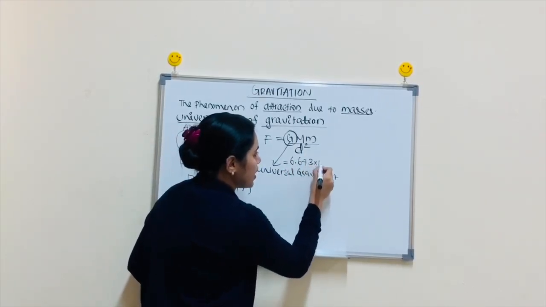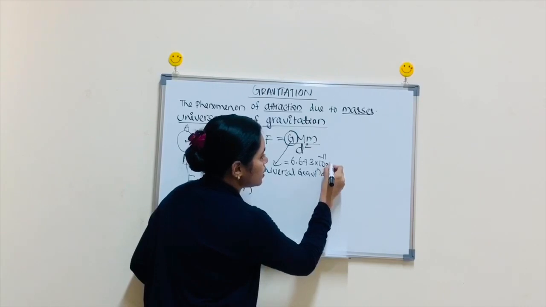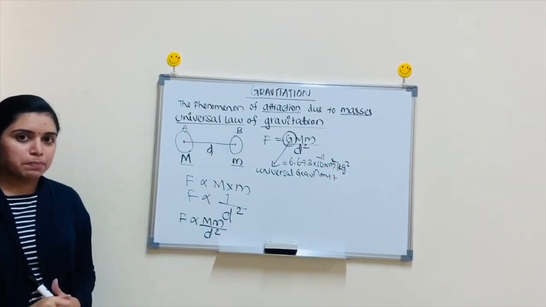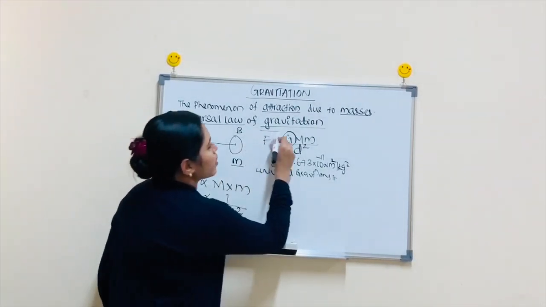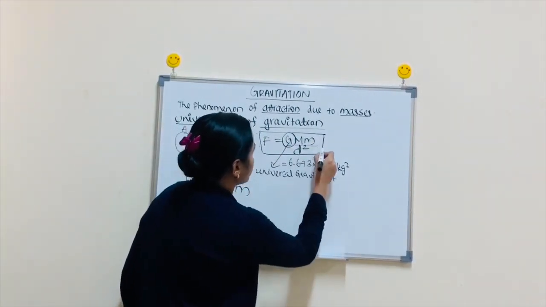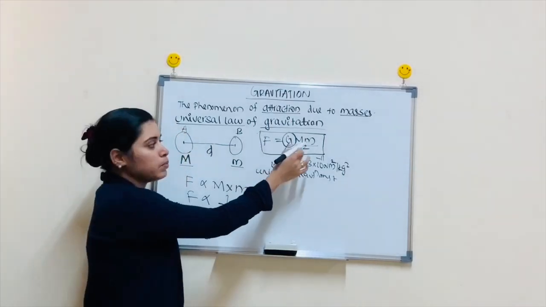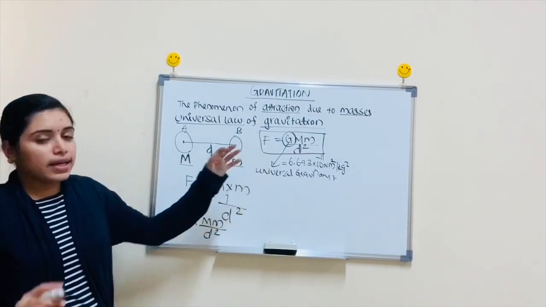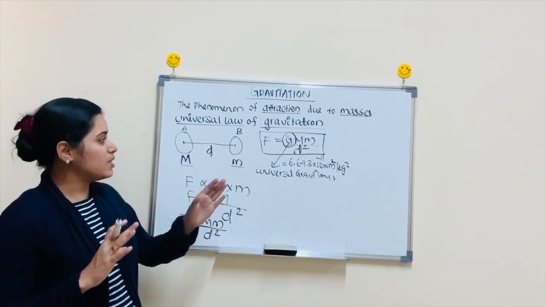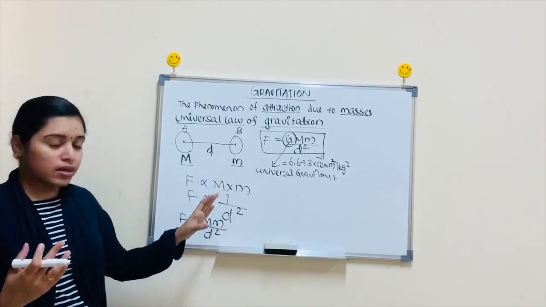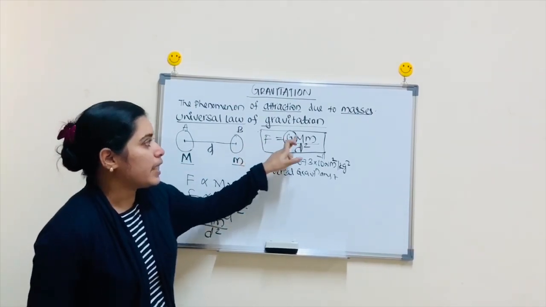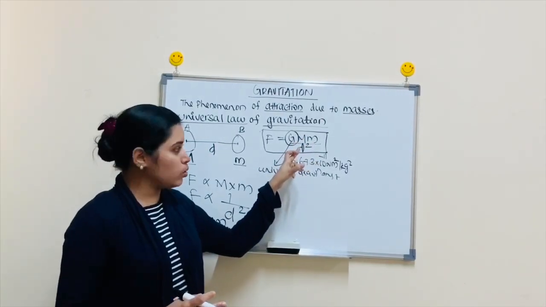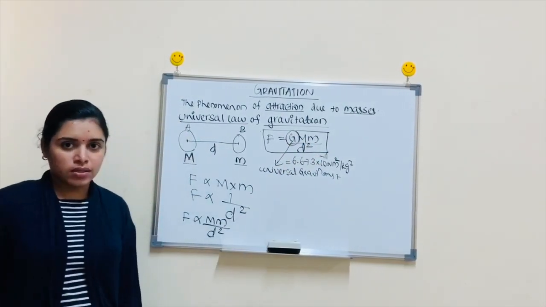Clear? The accepted value of this G is 6.673 into 10 raised to minus 11 Newton meter square per kilogram square. This is our equation for the universal law of gravitation: F is equal to G M m divided by d square. In statement, we can state that every object in the universe attracts every other object with a force which is directly proportional to the product of their masses and inversely proportional to the square of the distance between them.